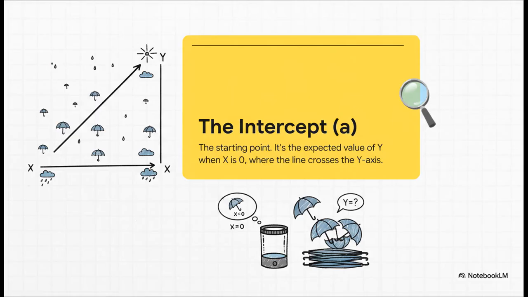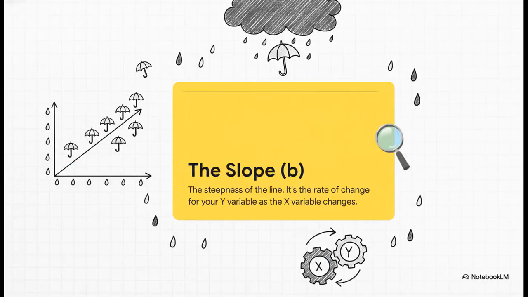So this perfect line is defined by 2 key numbers. First up is the intercept. This is just your starting point. It's the predicted number of umbrella sales if the rainfall was 0. On the chart, it's simply where your prediction line crosses that vertical y-axis. The second part is the slope. This tells you how steep the line is, and this is super important. It tells you the exact rate of change. It answers the question, for every extra inch of rain we get, how many more umbrellas can we realistically expect to sell?